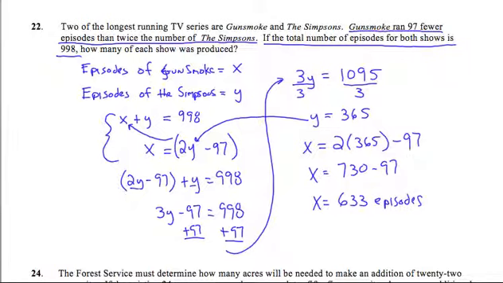episodes. Now I'm running out of room here, but we would want to make a statement here. At least this, 365 episodes. You might want to write a full sentence here, but I'm running out of room on my screen for my answers. So we want to write 365 episodes of The Simpsons, and then 633 episodes of Gunsmoke.